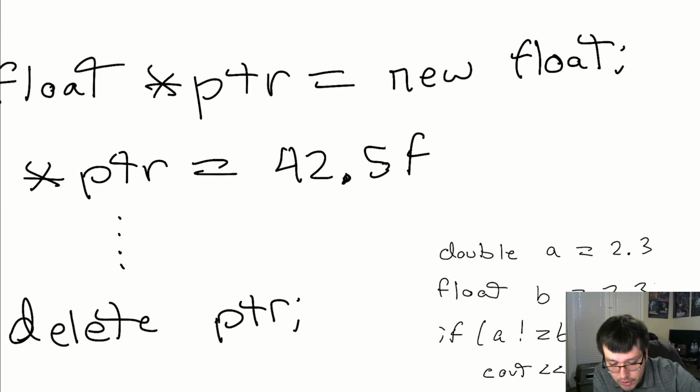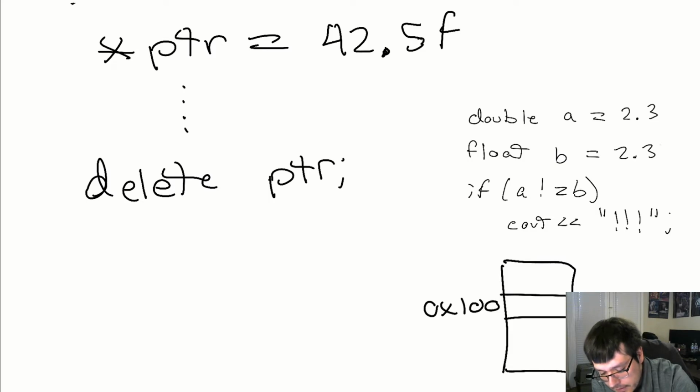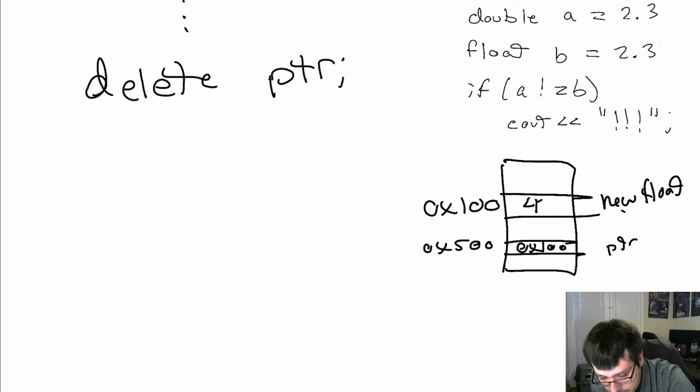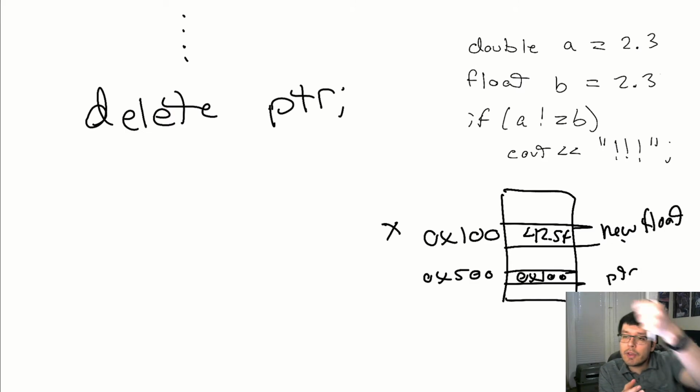So if I redraw our memory here, here's my float. It's a float, so it's 4 bytes. It's address 100. And then here's my pointer to that. So actually, technically, this is the pointer and this is the new float. This is address 500, and it has address 100 in it. And this has the number 42.5. Okay, so when I said delete, all I'm doing again is checking this off as, okay, here's my room keys back. Feel free to give this to any other guest now. I'm done with it. But here's the issue.